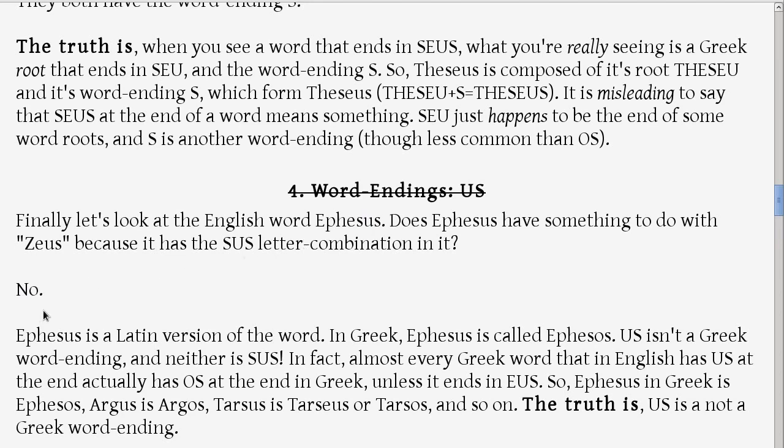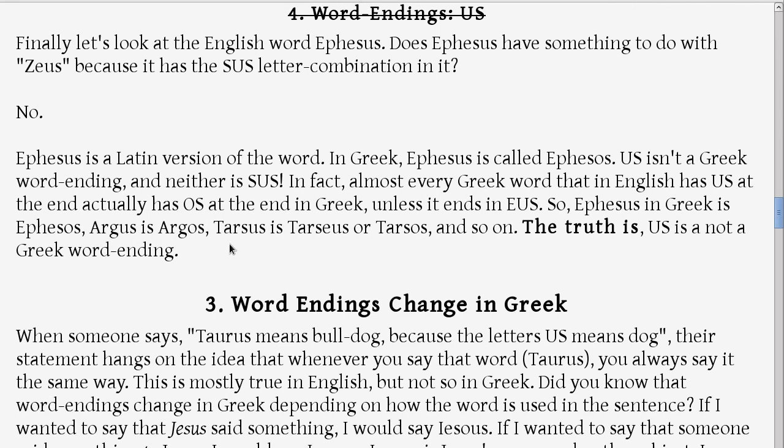Ephesus is a Latin version of the word. In Greek, Ephesus is called Ephesos. Notice the U is replaced with an O. Or actually, I'll show it here. EPHESUS is the Latin version, and EPHESOS is the Greek version. Now, obviously, in Greek, it would be in Greek characters, but again, just so that you can compare them and you can see, it's called transliterating. I'm showing the Greek word in English letters.